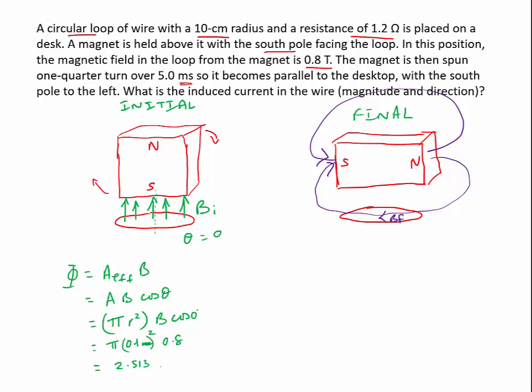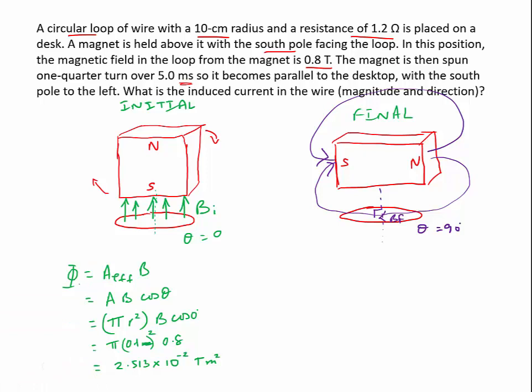Let me keep a lot of decimals because these are intermediate numbers. I'll round only my final answer. Times 10 to the minus 2 Tesla meter squared, or I could have written Weber. Now for the final, my area is still the same. That's my direction of area. And now the angle between the magnetic field and the area is 90 degrees. So in this case, theta will be 90 degrees.